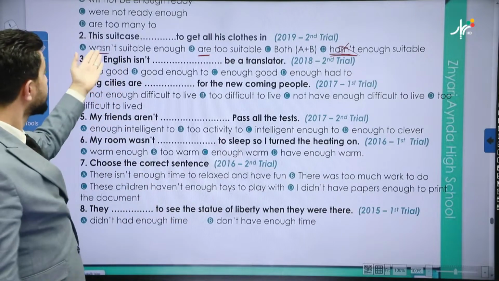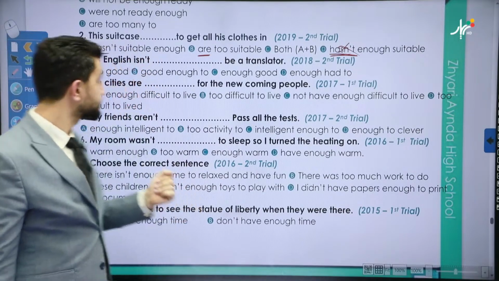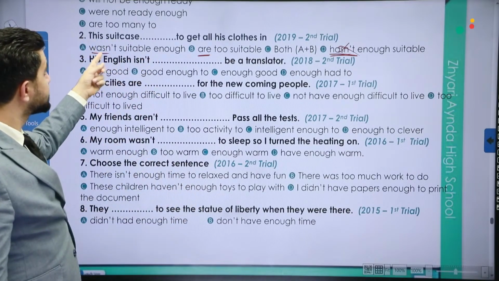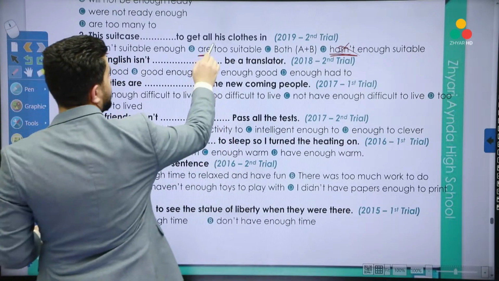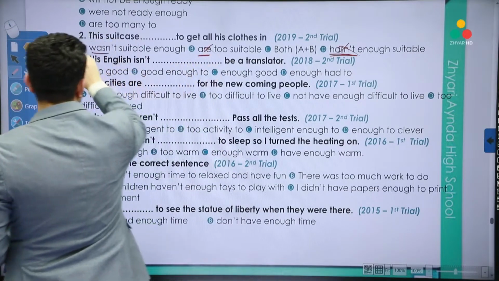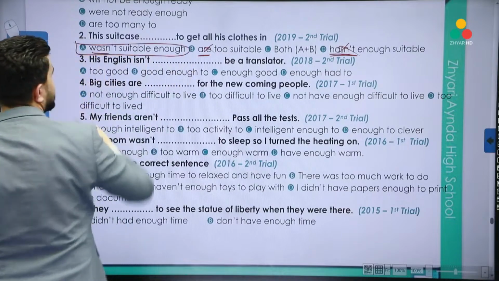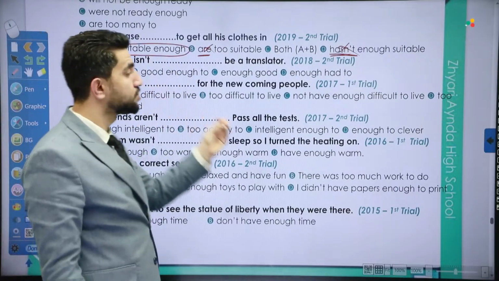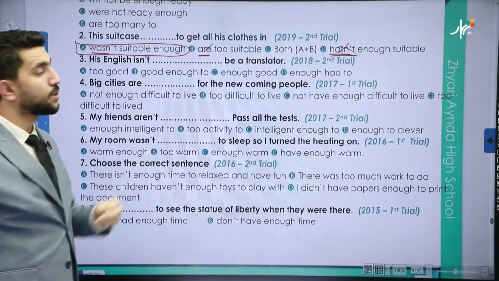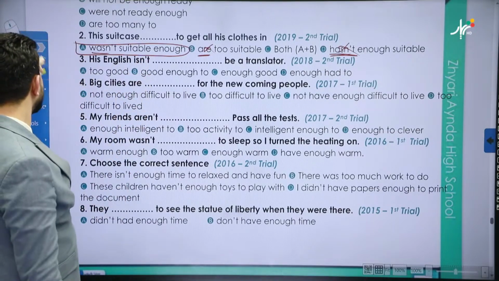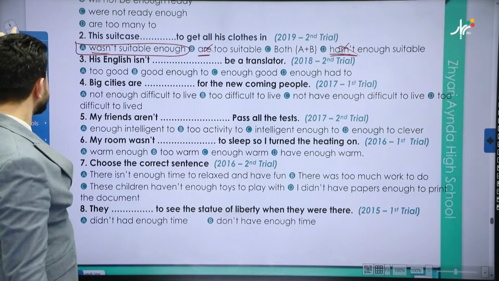Let's see if you can use it. Wasn't suitable enough. Since we use it in a negative form, we don't use positive. We say wasn't suitable enough. The suitcase wasn't suitable enough, depends on the meaning here as well, to get all his clothes in. Okay. The other one.